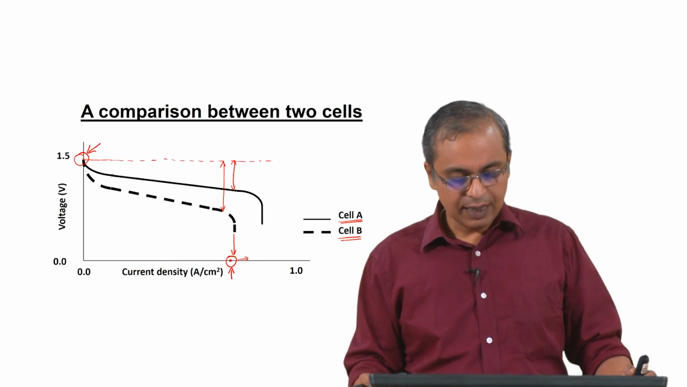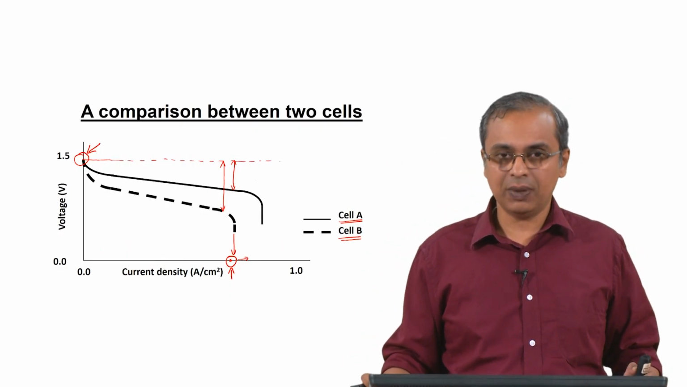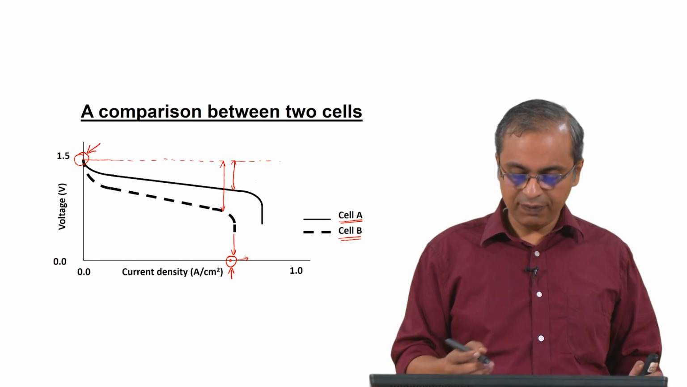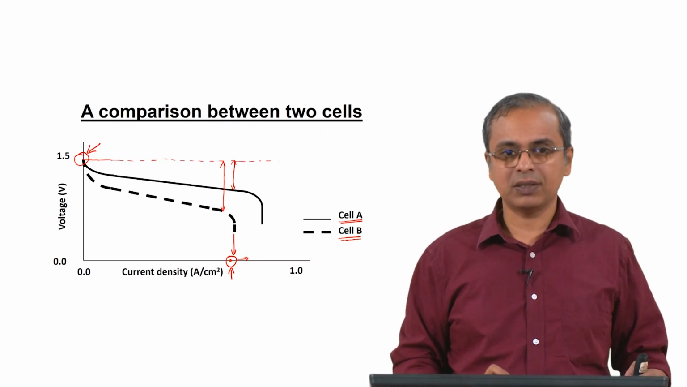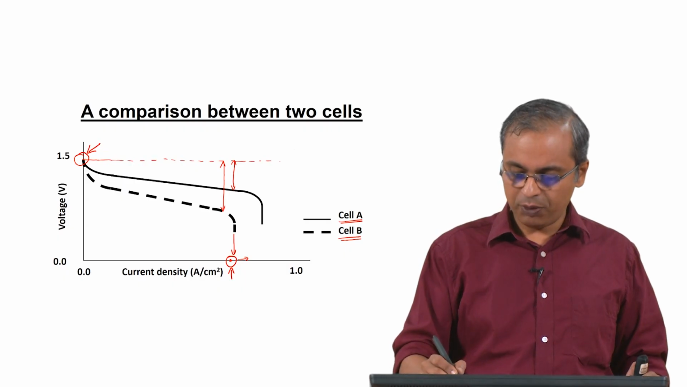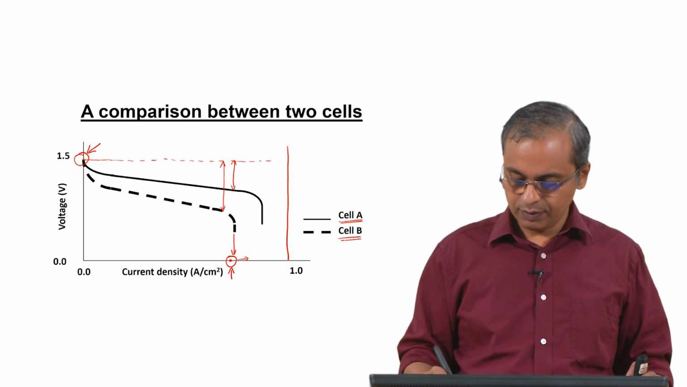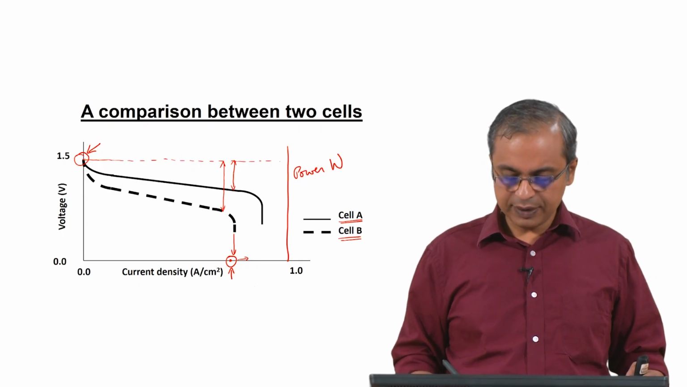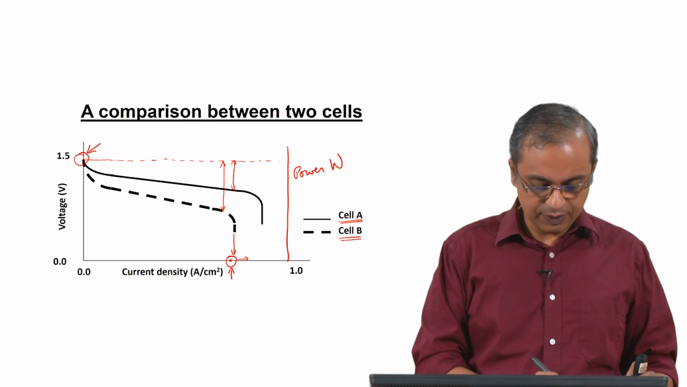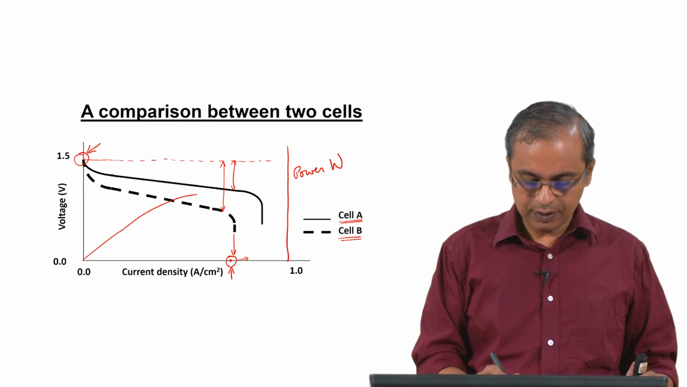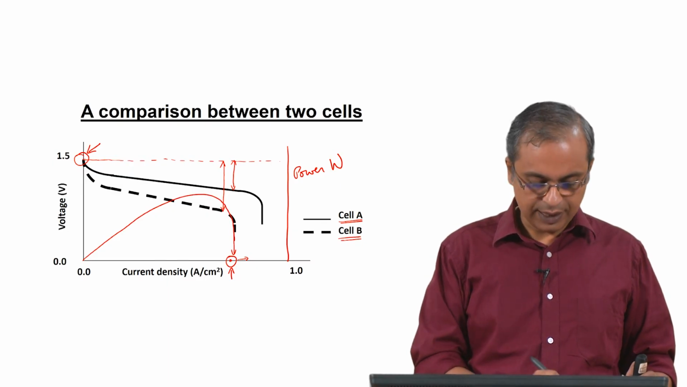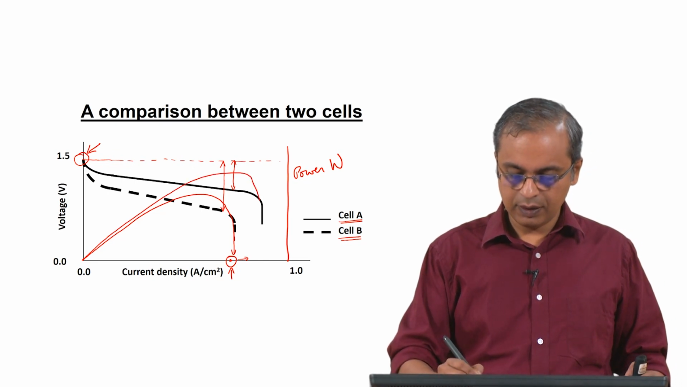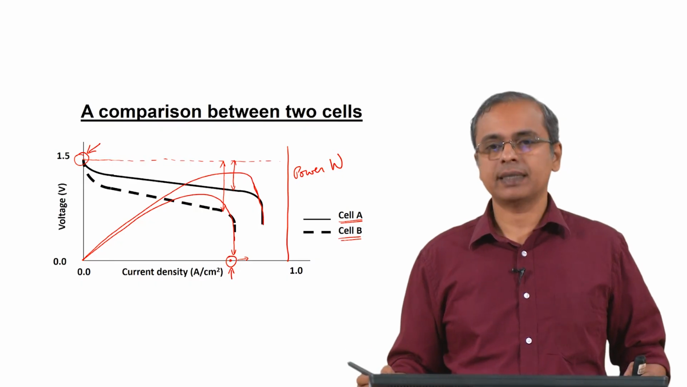So, if you go back here, you can see again in these two cells that the maximum power point you can get from them will also be very different. If I plotted power on the y axis, let us say I put power here in watts, then corresponding to that, for one cell you will have a curve that looks like this, and for the other you will have a curve that looks like that. Something like that. This is a schematic.